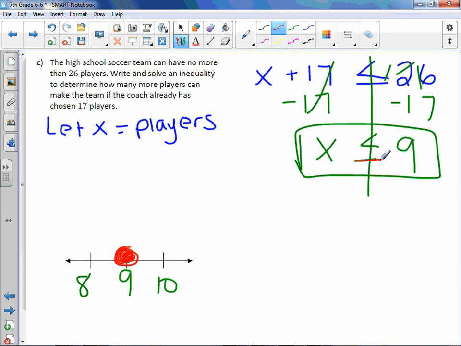And let's plug in a value. Let's plug in 8. 8 less than or equal to 9. That is a true statement. 8 is less than 9. So we are going to draw our arrow to the left.